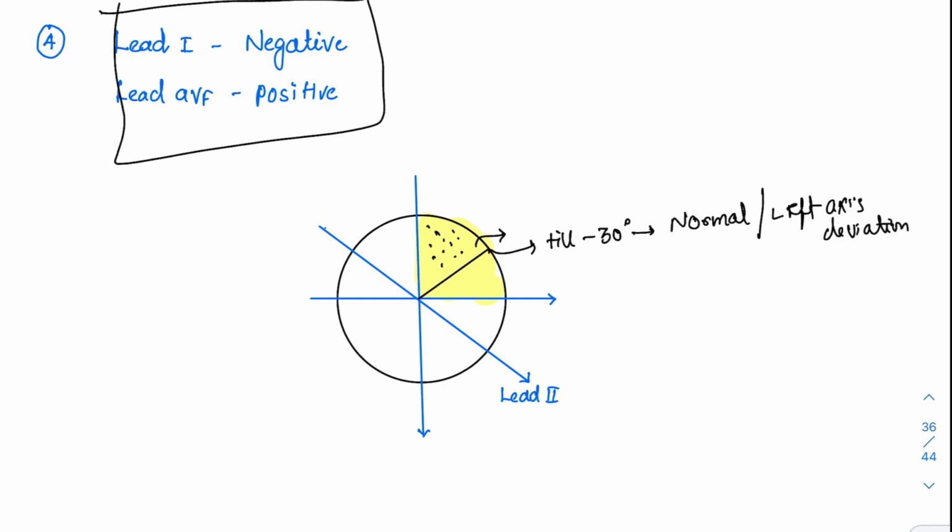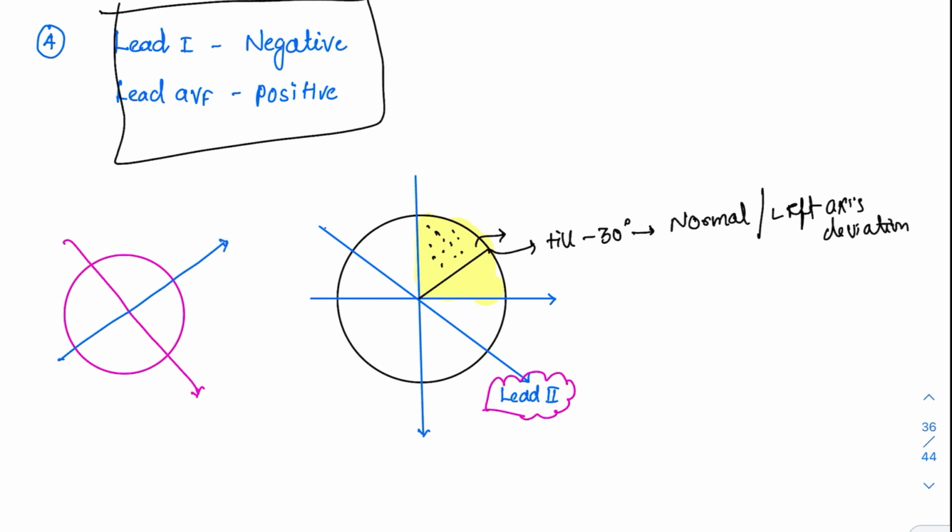We have to take help of one more lead. The other lead that we are going to take is lead 2, because lead 2 is in this direction. And whenever you draw a perpendicular for lead 2, we draw it with blue. So for lead 2, the positive will be here and the negative will be in this area.